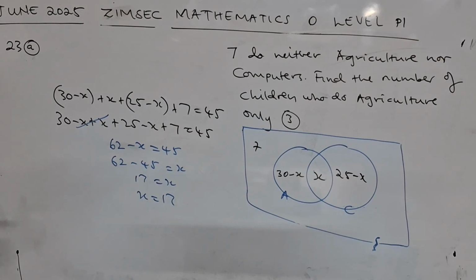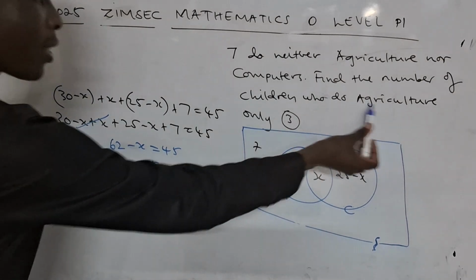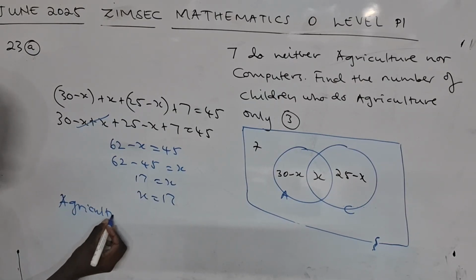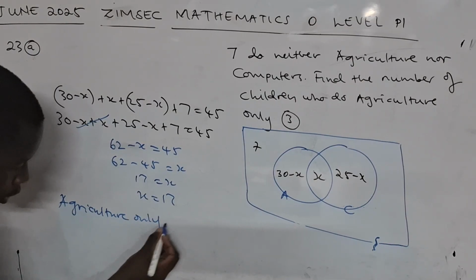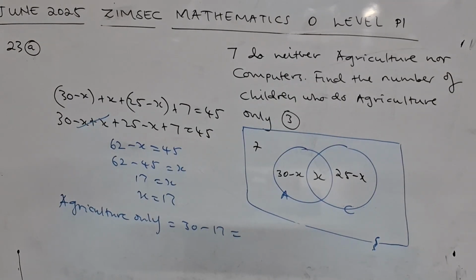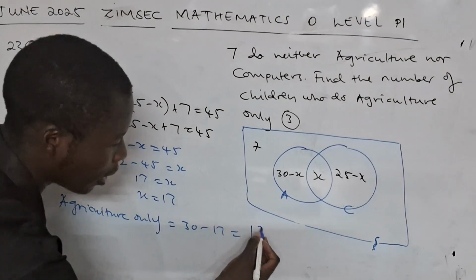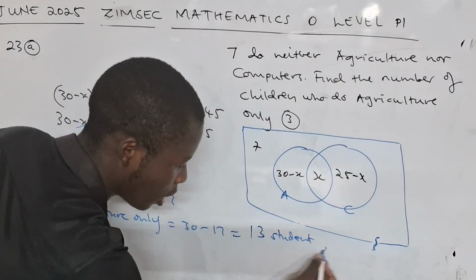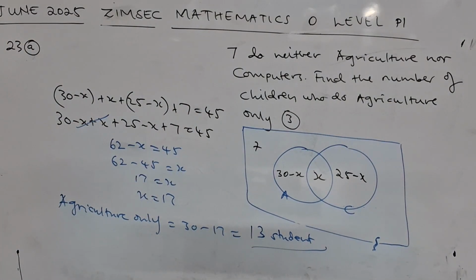I want to find the number of students who are studying agriculture only. So agriculture only is equal to 30 subtract 17. And what is the answer? The answer is 13 students. So 13 students are taking agriculture only as a subject.